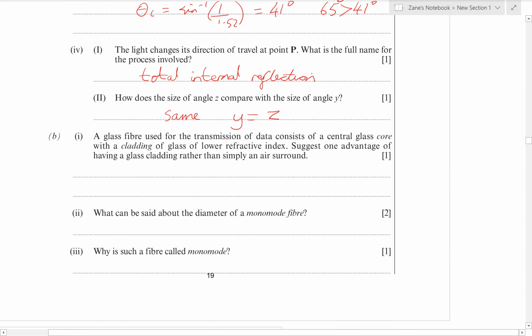Next part of the question asks us why we have some cladding rather than just having a core with no cladding. The idea of that is that it increases the critical angle, and therefore only rays of light that are travelling close to parallel to the axis will get totally internally reflected. So this limits the paths that the light can take down the fibre, helping us to avoid multi-mode dispersion.